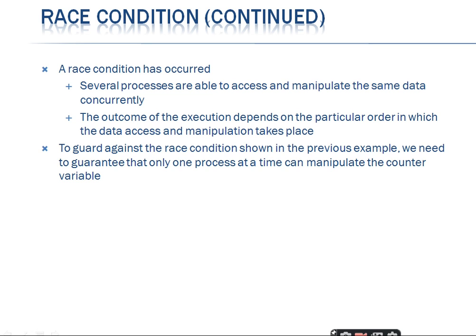Now, to guard against this race condition, we need to guarantee that only one process at a time can manipulate the shared data variable. In the example that we have discussed here, the shared variable is the counter variable. So we need to make sure that only one process at a time, among the cooperating processes, is able to manipulate the counter variable in order to avoid race condition.